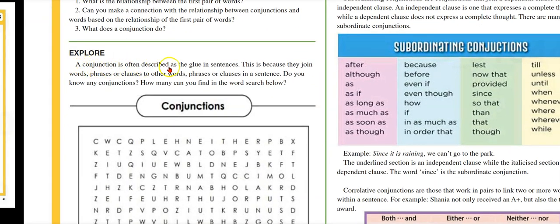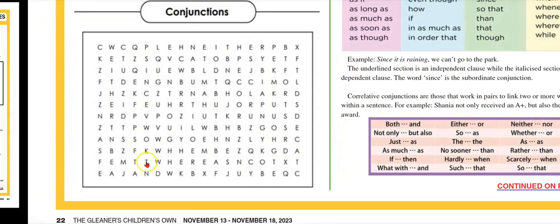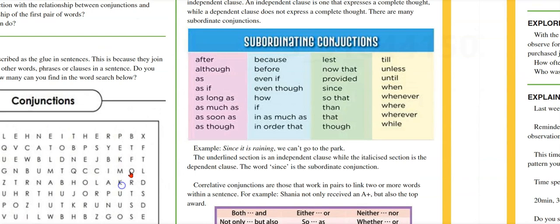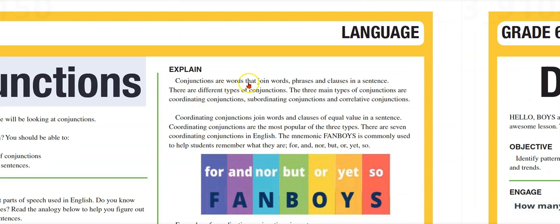A conjunction is often described as the glue in sentences. This is because they join words, phrases, or clauses to other words, phrases, or clauses in a sentence. Do you know any conjunctions? How many can you find in the word search below? So you could go through here and look for the conjunctions. Conjunctions are words that join words, phrases, and clauses in a sentence.